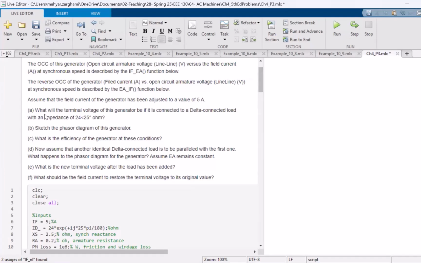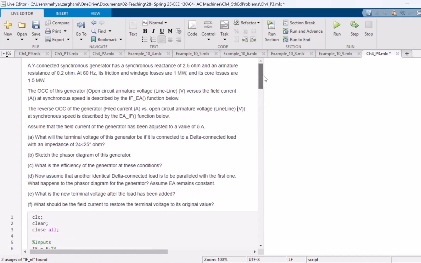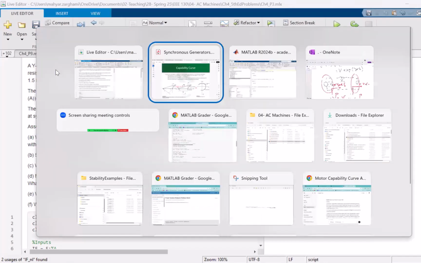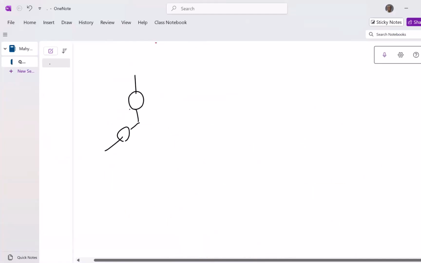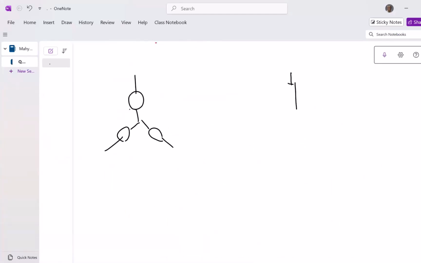Part A, what will the terminal voltage of this generator be if it is connected to a delta connected load with an impedance of 24 ohms with angle 25 degrees? So we have a Y-connected synchronous generator. Make sure we understand the topology of the system. This is your Y-connected generator. This is your delta connected load.